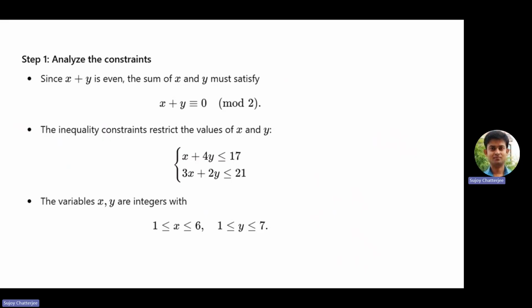So let's start with analyzing the constraints. Step 1 is analyzing the constraints. Since x plus y is even, the sum of x and y must satisfy x plus y modulus 2, remainder is 0. The inequality constraints restrict the values of x and y. x plus 4y less than or equal to 17 and 3x plus 2y less than or equal to 21. The variables x and y are integers, with x lying between 1 and 7 and y lying between 1 and 8.